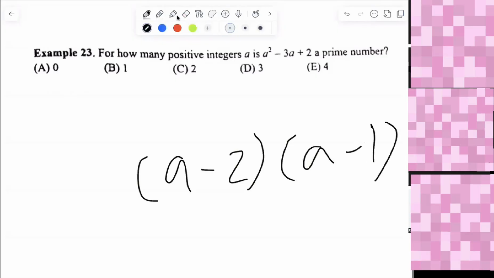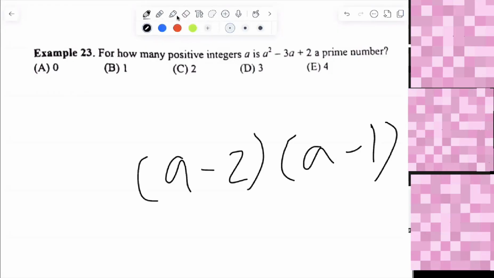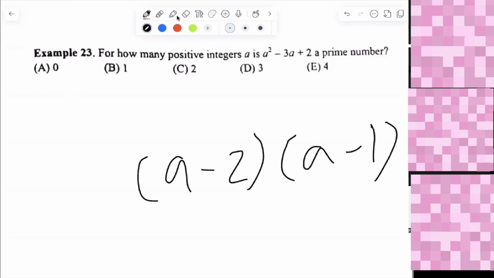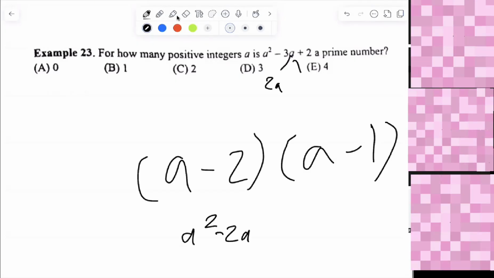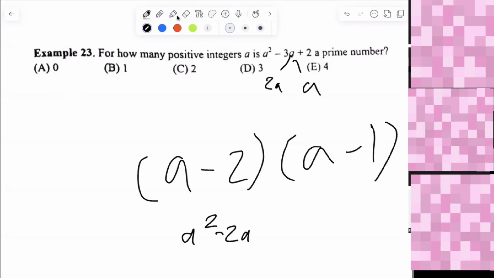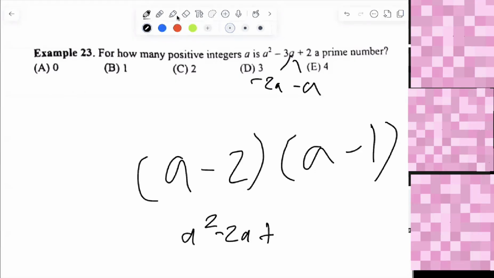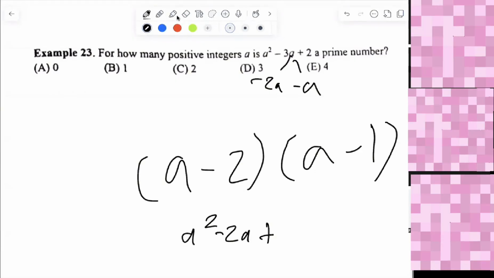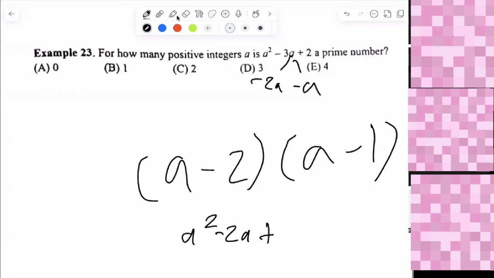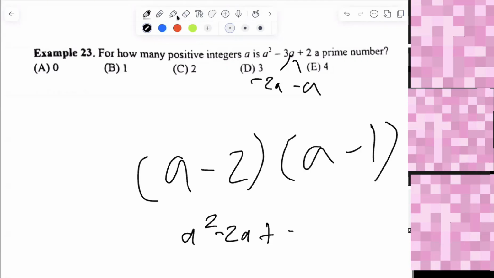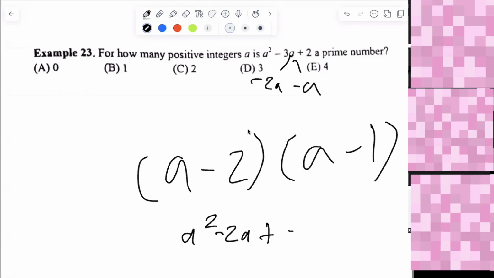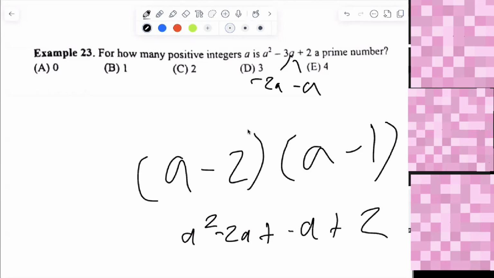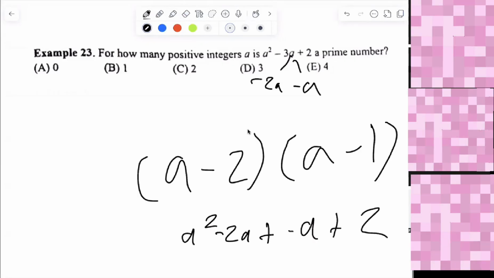If it didn't pop out at you first, you can see that it can split into A squared minus 2A, plus, they're all negative by the way, negative A plus 2, which is actually negative 1 times A minus 2.